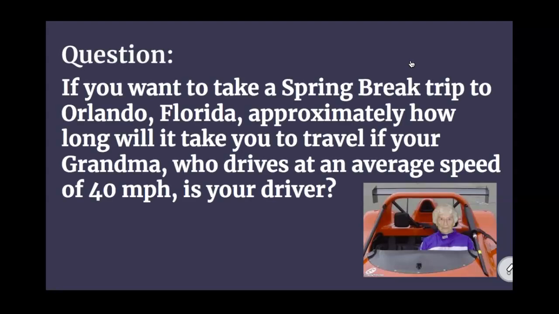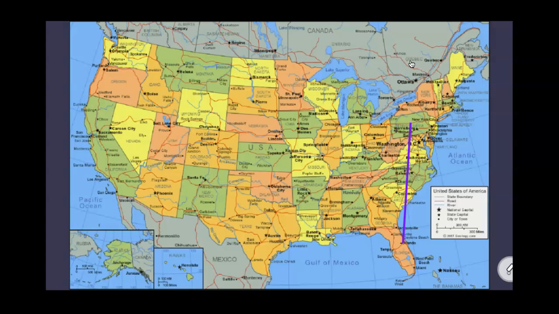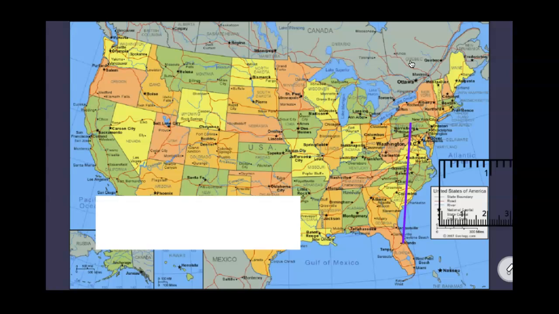So assume that you might want to take a spring break to Florida this year, to Orlando. I want to know approximately how long it will take you to drive if your grandma is your driver and her average speed is 40 miles per hour. So let's collect a little bit of data. Here's a map of the United States, and I've marked a line going from State College to Orlando. We want to try to figure out how that distance relates to the little scale shown in the bottom right corner. So I'm going to measure the scale.